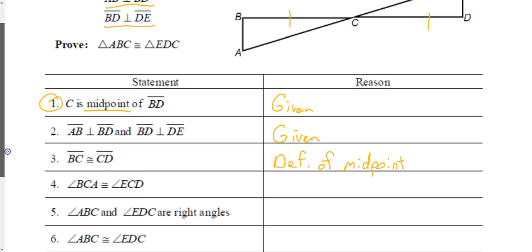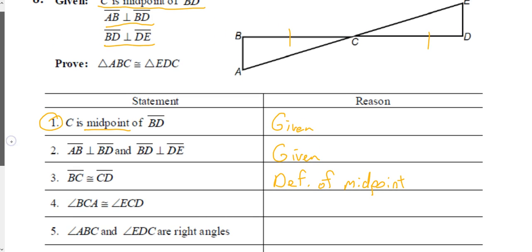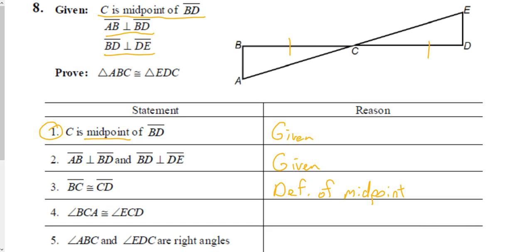Okay, next, whoops, don't want to scroll down too far. Next, angle BCA is congruent to angle ECD. So the reason why we would know that those two angles are congruent is by vertical angles.